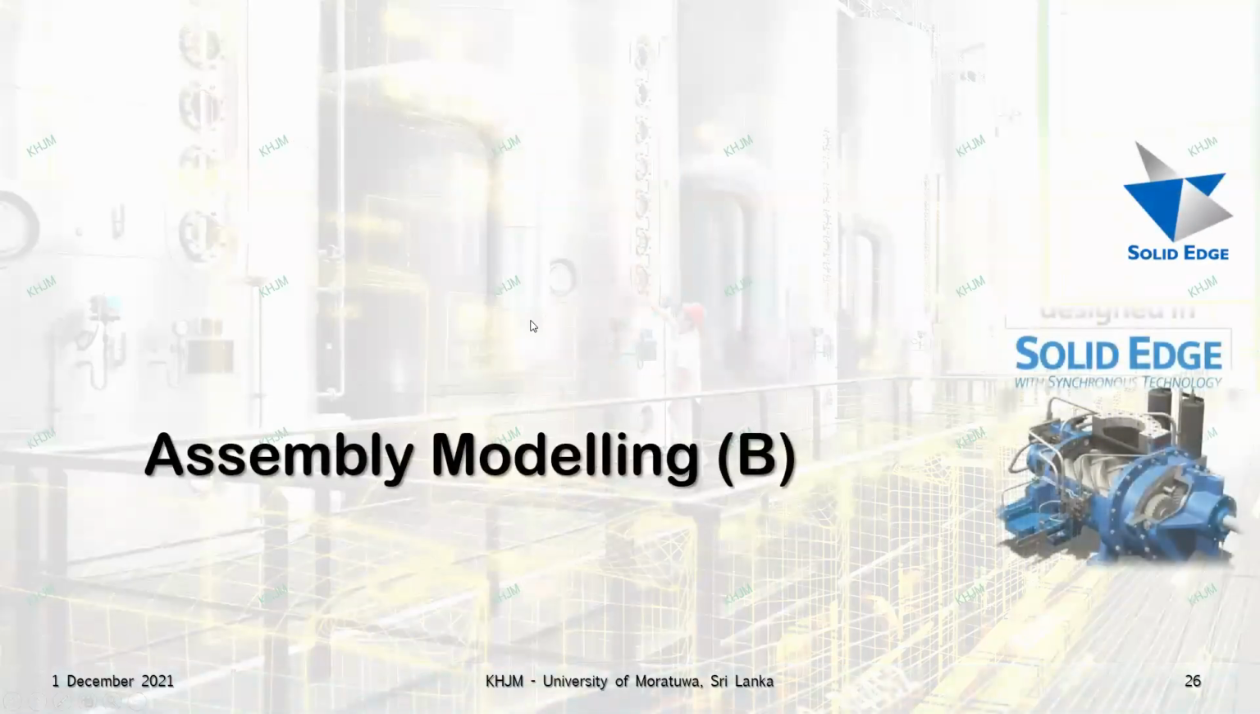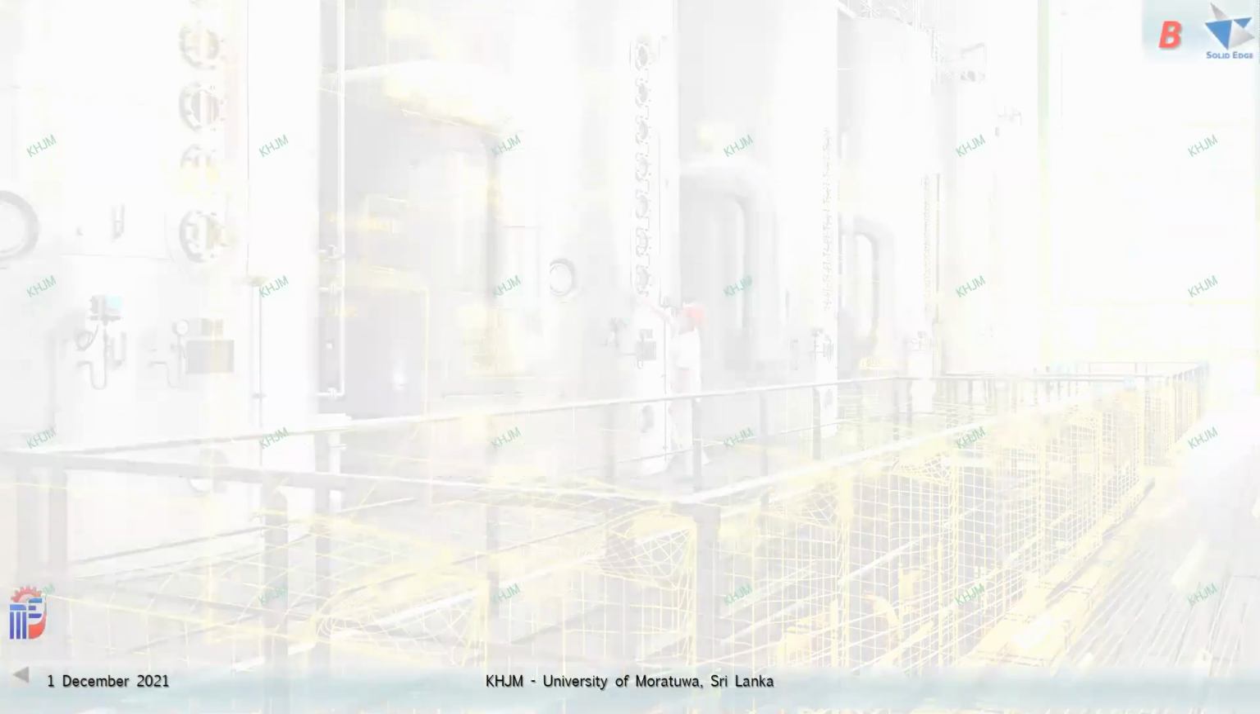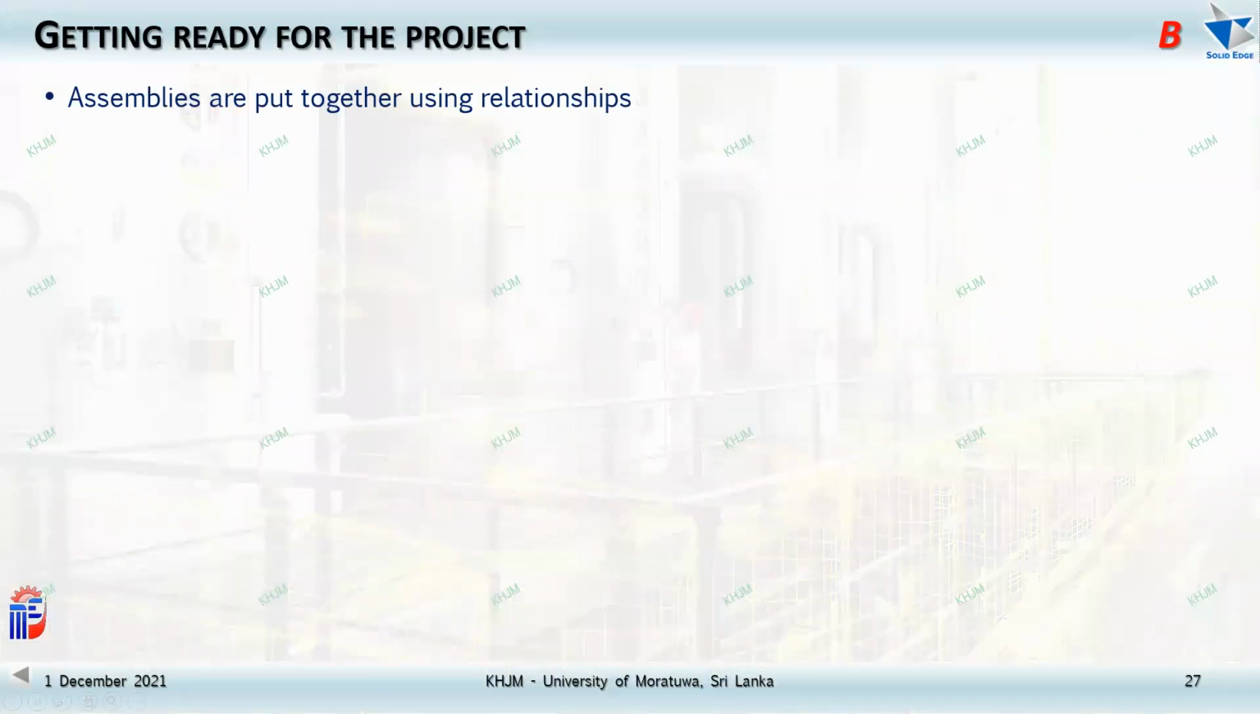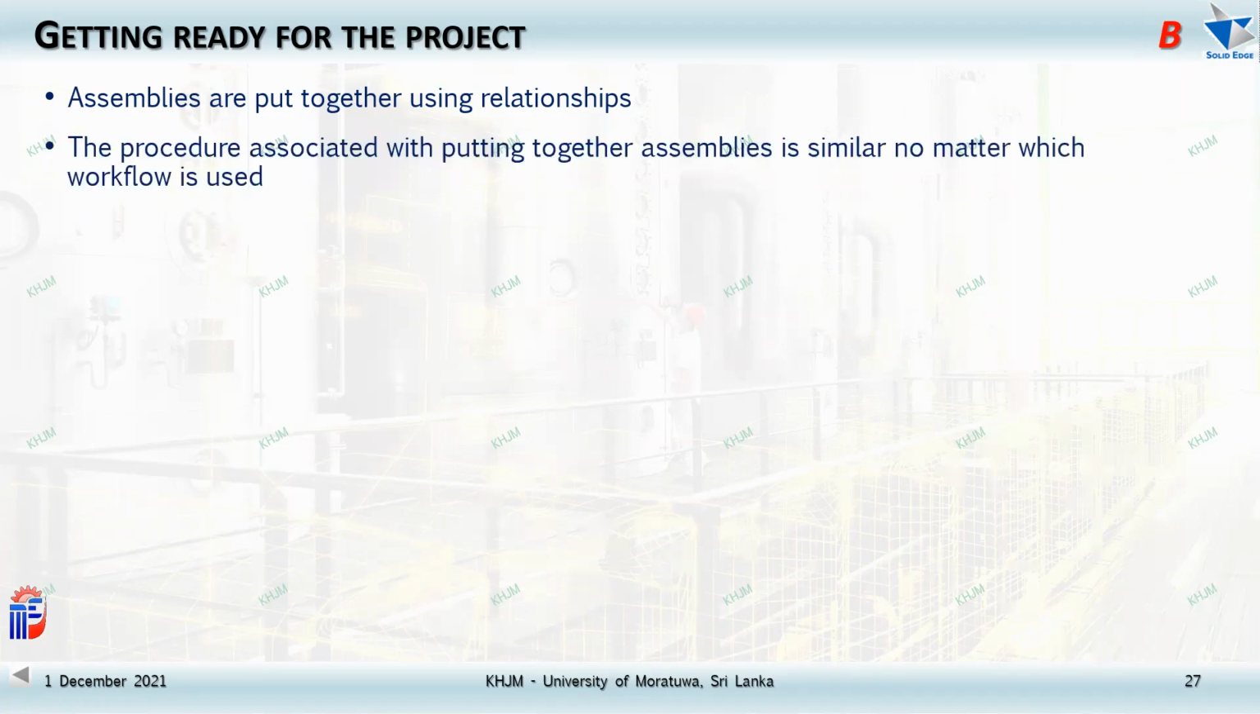Let's try to understand the basics or the fundamentals of assembly modeling. How you can assemble several parts together and then create an assembly. If you want to animate, you have to make sure that you start with the assemblies. Assemblies are put together using what we call relationships, right? Actually, to be exact, the parts are put together using relationships, and then you make it an assembly, right? The procedure associated with putting together assemblies is similar no matter which workflow it is.